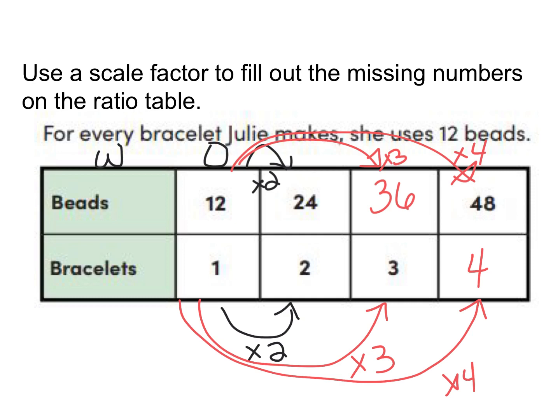And if you really think about it, it's skip counting. So it's skip counting the beads by 12, 24, 36, 48, and the bracelets by 1, 2, 3, and 4. So when you're looking at relationships with ratios, basically that's what you're looking for. You're looking for equivalent ratios. So 12 over 1 is equivalent to 24 over 2, which is equivalent to 36 over 3, which is equivalent to 48 over 4, and it keeps going and going.